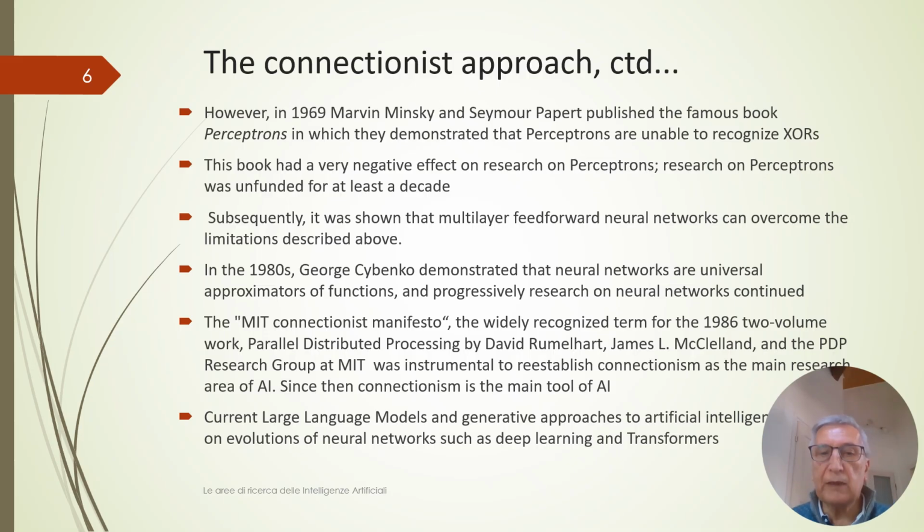Subsequently, however, it was shown that multi-layer feed-forward networks can overcome the limitations described above. In the 1980s, George Cybenko demonstrated that neural networks are universal function approximators, and progressively research on neural networks continued. The MIT Connectionist Manifesto, which is the widely recognized term for the 1986 two-volume work Parallel Distributed Processing by David Rumelhart and James McClelland and the PDP research group at MIT, was instrumental to reestablish connectionism as the main research area of AI. Since then, the connectionist approach is the main tool of AI. Currently, large language models and generative approaches to artificial intelligence use evolutions of neural networks such as deep learning and transformers.